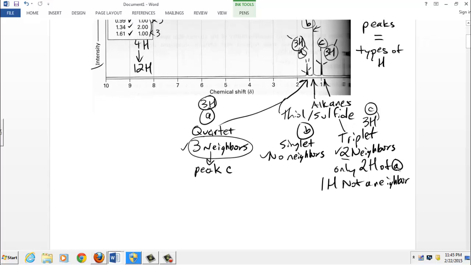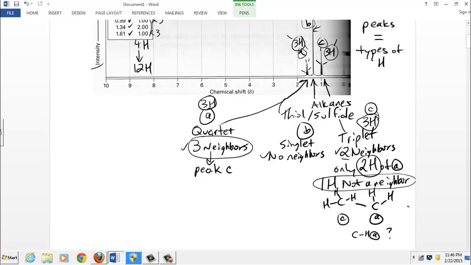Let's go back over to C. C says that they are 3 hydrogens that have 2 neighbors. So let's put that together. Peak C is 3 hydrogens, and they say they have 2 neighbors that come from A. There's still 1 more hydrogen we have to take care of. There's 1 hydrogen that's not a neighbor. Let's save that somewhere else. Another carbon must have that extra hydrogen in it.